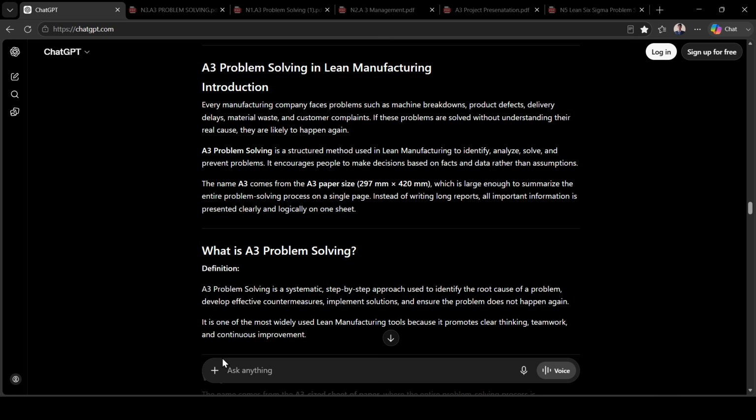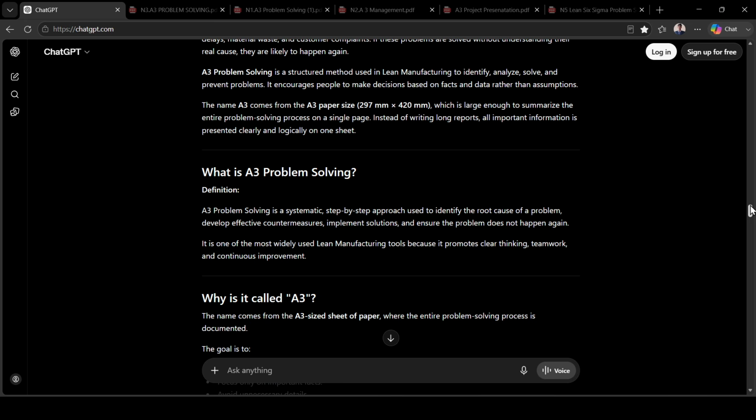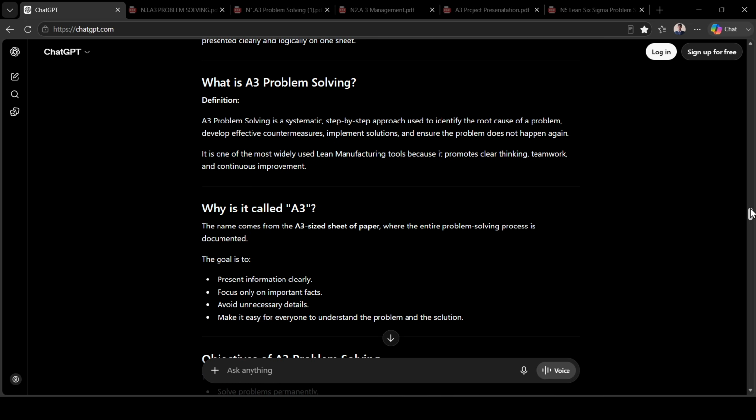It encourages people to make their decisions based on facts and data rather than assumption. And the name A3 comes from the A3 paper size, 297 mm by 420 mm, which is large enough to summarize the entire problem solving process on a single page. So instead of writing long reports, all important information is presented clearly and logically on one sheet. So what is A3 problem solving?